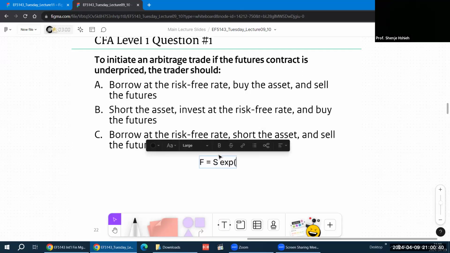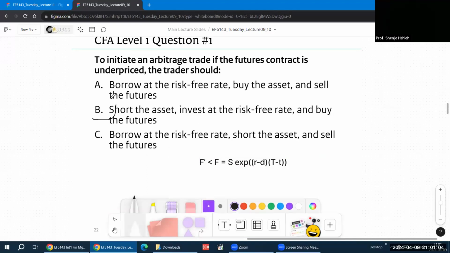So we can just write out the equation, right? It's like R minus D, maybe T minus t, right? That's our futures-spot parity. But if you have a futures price that's lower than that, then you want to, I believe, short the asset and invest in the risk-free rate.